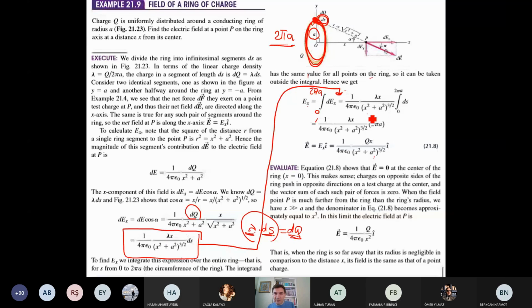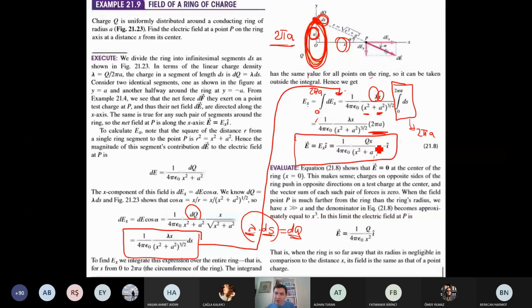Then on the right side, I have this one. Look at this integral, from 0 to 2 pi a. This is the circumference of the ring, okay? It's the total length of the rod you can consider if you make a rod from this ring. Then this is the ds, okay? So what about the result of this integral? The result of this integral is 2 pi a, okay? Then put this solution here, and then finally I have the electric field along the x-axis.